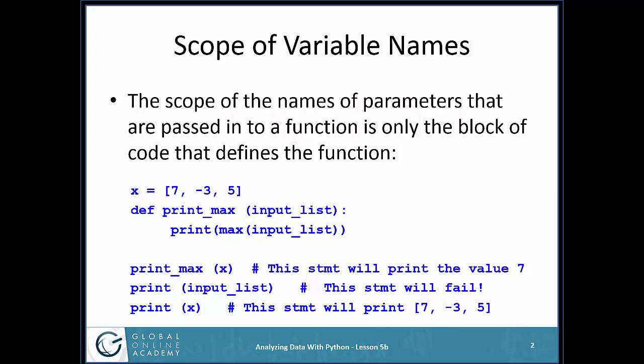If I now try to print out input list, this statement right here will fail because input list is not defined in my main program. It was only defined inside this function right here. If I do print x, that's going to work just fine. That's going to print out the 7, -3, and 5.